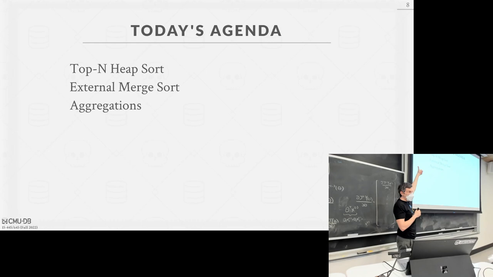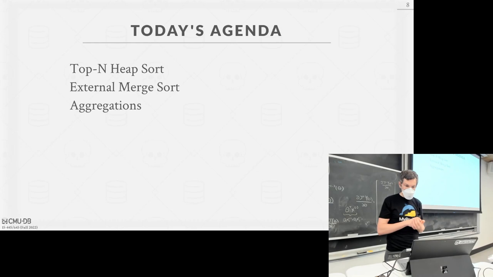This is pretty obvious. We'll cover this quickly. The main one is going to be the external merge sort, the main technique for divide and conquer. We do a divide and conquer approach for being able to sort things that don't fit in memory. And this divide and conquer strategy is going to be useful for other parts in our database system as well, as we'll see in the next class and going forward.